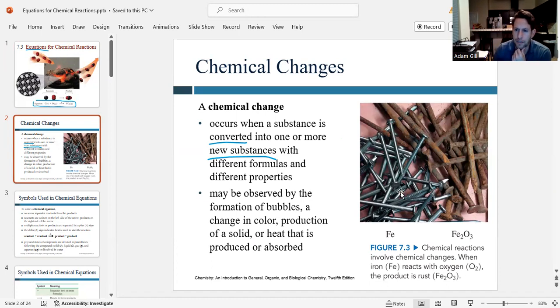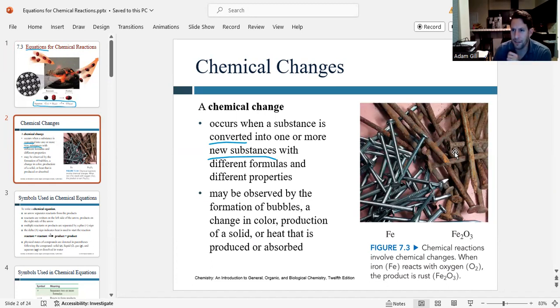Pictured here are some nails versus rusted nails. You can see that the substance, the shiny metal, is different. Now it's a powdery reddish orange, rust, right? The shiny metal is different than the rust. You can see that a change has occurred. It was obvious that there was a chemical reaction.